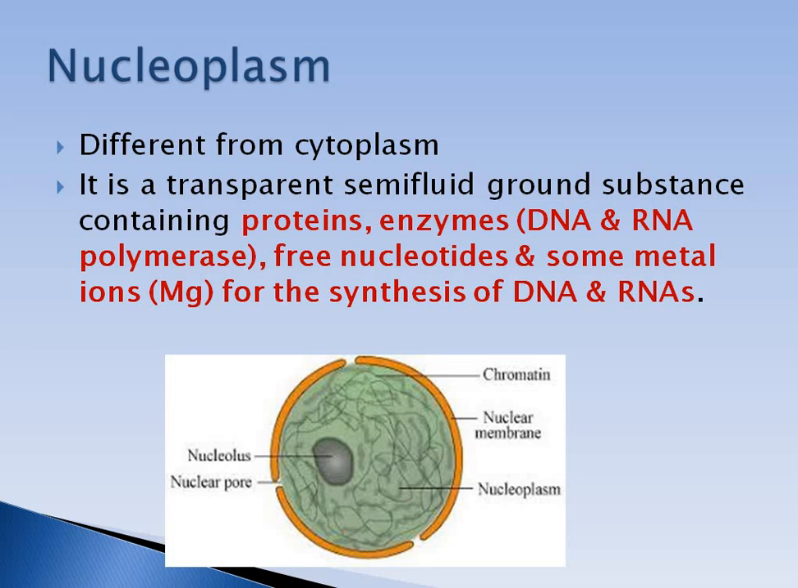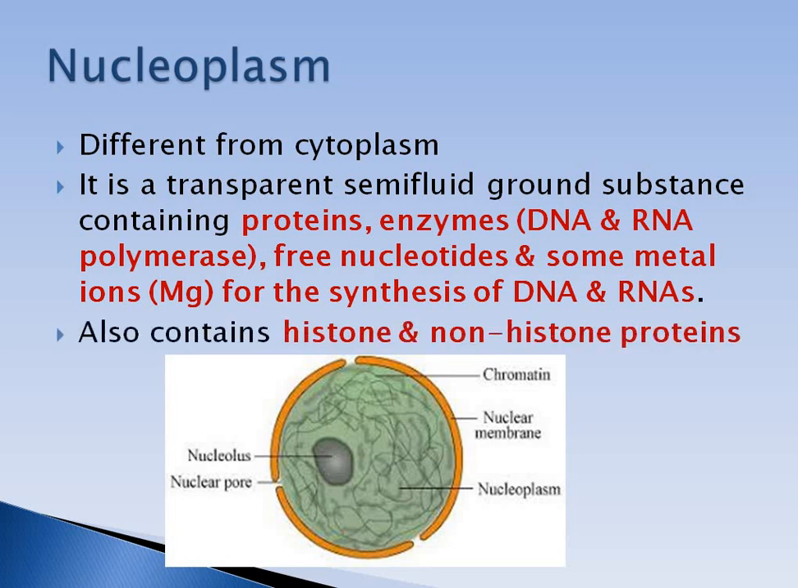Free nucleotides are present in the nucleoplasm. These free nucleotides are used up for making new DNA strands. Some metal ions like magnesium are present for the synthesis of DNA and RNA. And nucleoplasm also consists of proteins, especially the histone proteins and non-histone proteins. Histone proteins together with DNA make the structure of chromosome, that typical structure of chromosome.